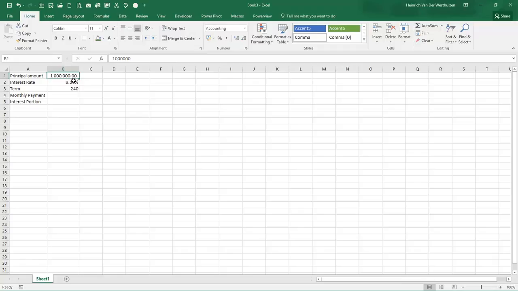Let's say I've bought a house for 1 million. My interest rate is 9.5% per annum, and I'm paying it off over 20 years, which is 240 months.